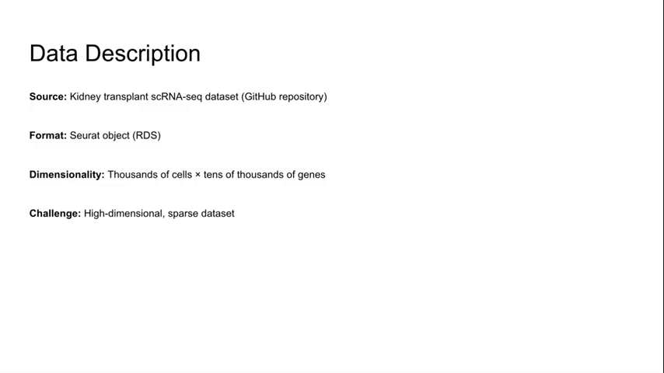So, the data description. The data came from a kidney transplant study and was stored in an RDS file, a Seurat object. This format is common in bioinformatics, but difficult to use in Python. So, I used the rpy2 package to bridge R in Python. Each cell had expression levels for tens of thousands of genes. So I was working with a high dimensional, sparse data set. Challenging, but also realistic in biology.